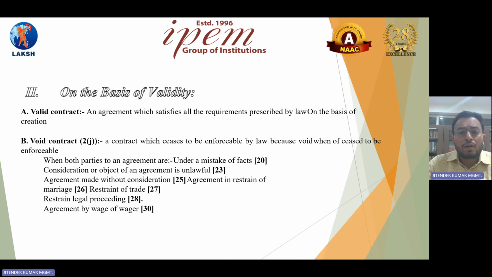If we move further to the void contract, these kinds of contracts are void when they cease to be enforceable by law. So when both parties to the agreement are under a mistake of fact, or there is an unlawful object or consideration, or the agreement is made without consideration, or in restraint of marriage, restraint of trade, or legal proceedings. Suppose there is something public and you remove it and damage public property. This comes under the category of void contract.